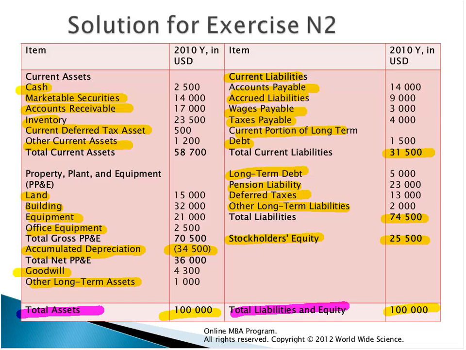Okay, some of you are asking me what goodwill is. Goodwill is like a patent. When companies produce something new, something different from the rest of the companies, they buy a patent for this kind of goods. A patent is like a license for special goods or services.